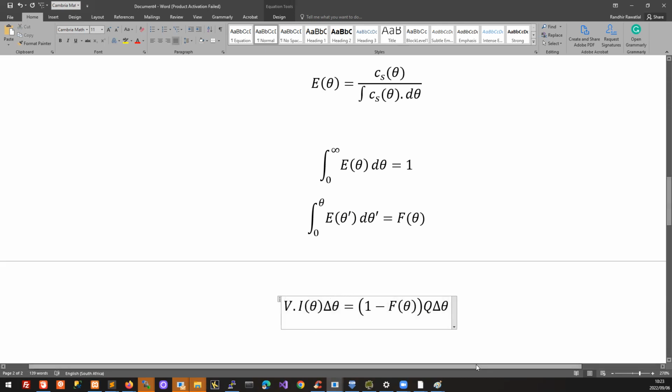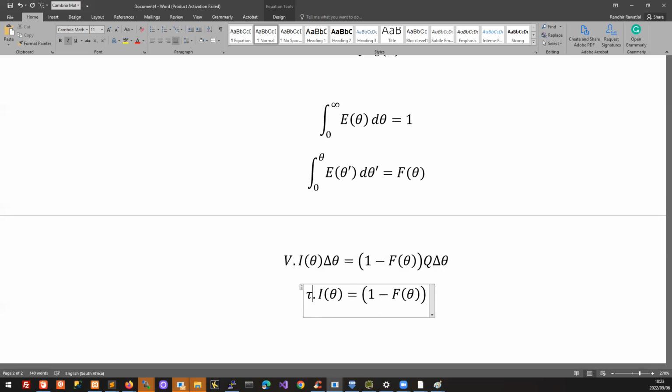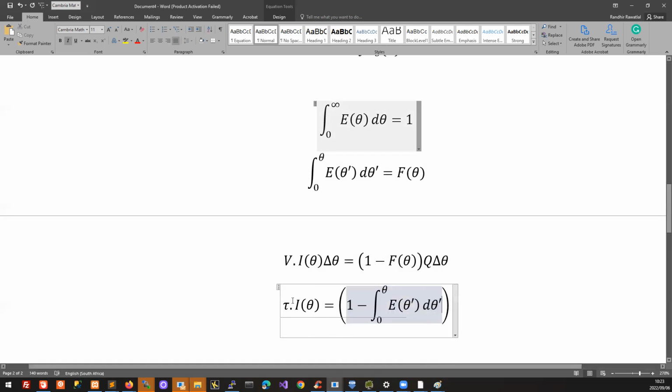Then what we can do is divide both sides by delta theta. And we can also divide by Q. If we divide V by Q, we know we get tau, the space-time. And this F theta, we can replace by this thing. And now we have what we were looking for. This gives us the relationship between I and E of theta.